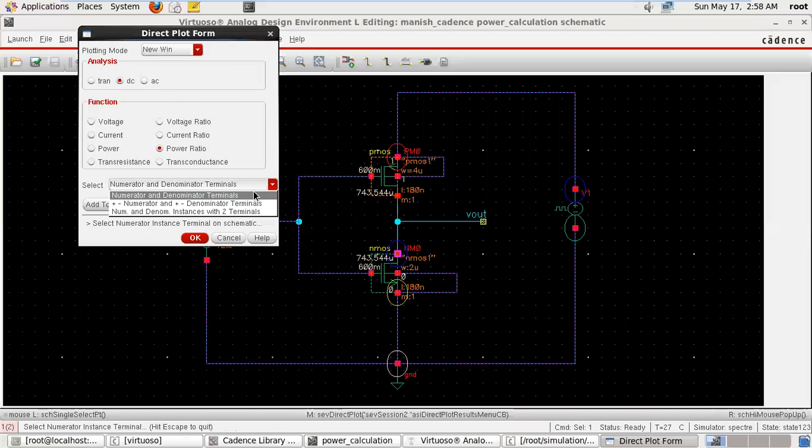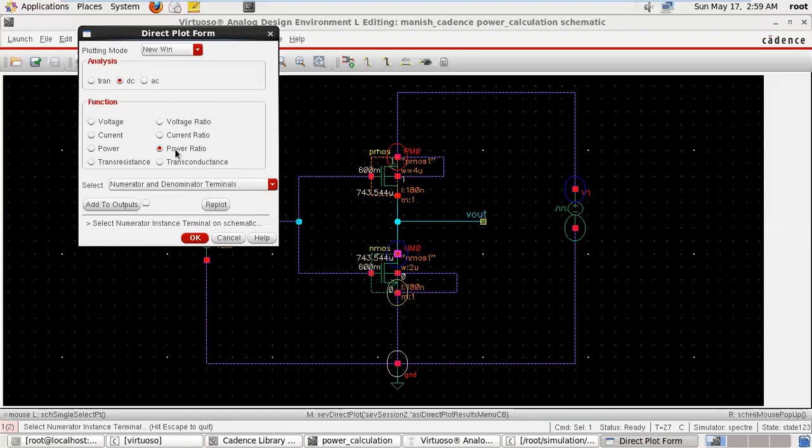Next is positive and negative. When we are taking this, you should give the four points of the power. In this case you have given the four, and the third one is numerator and denominator instance power. Okay, so you have given the numerator and denominator of the instance terminal.